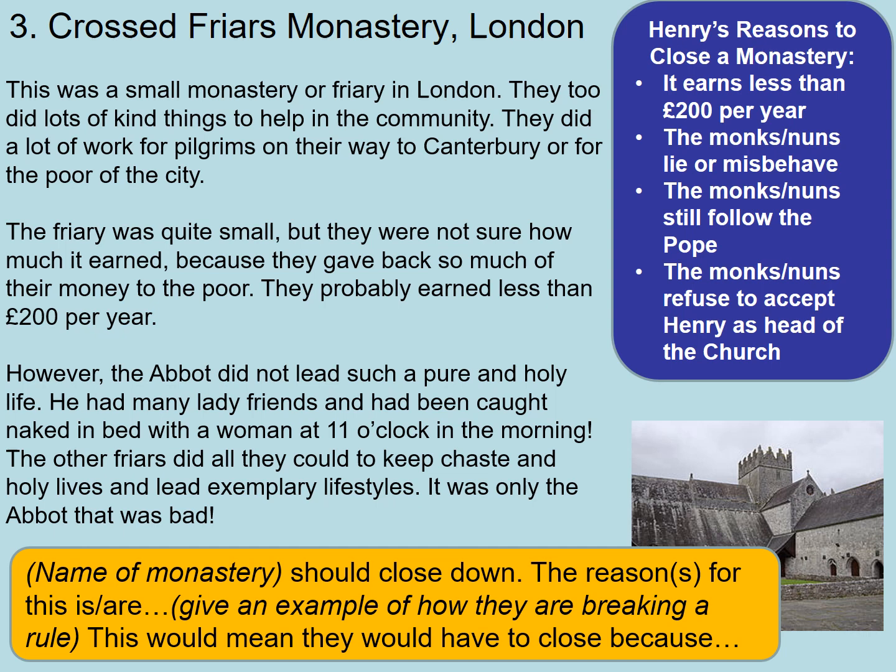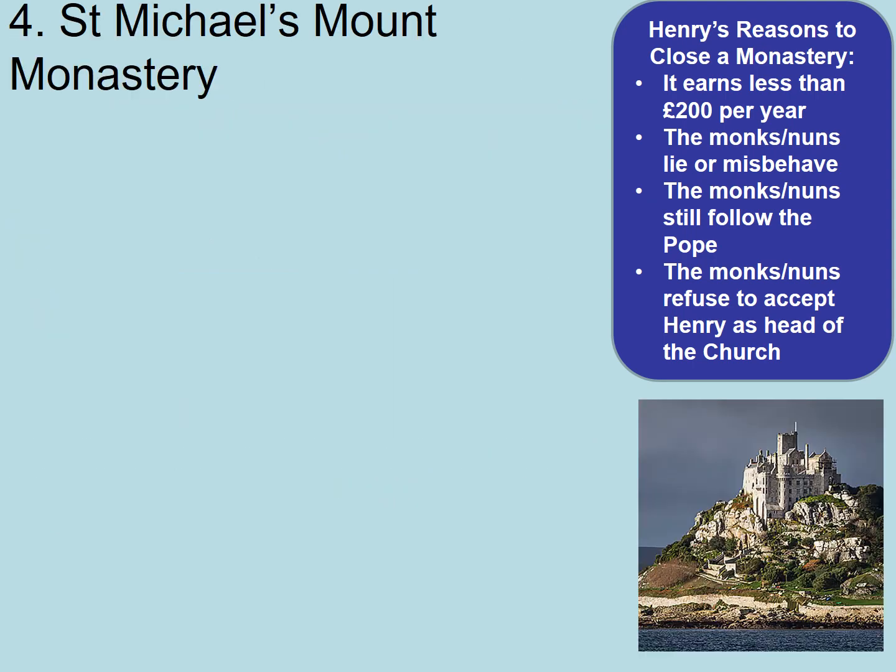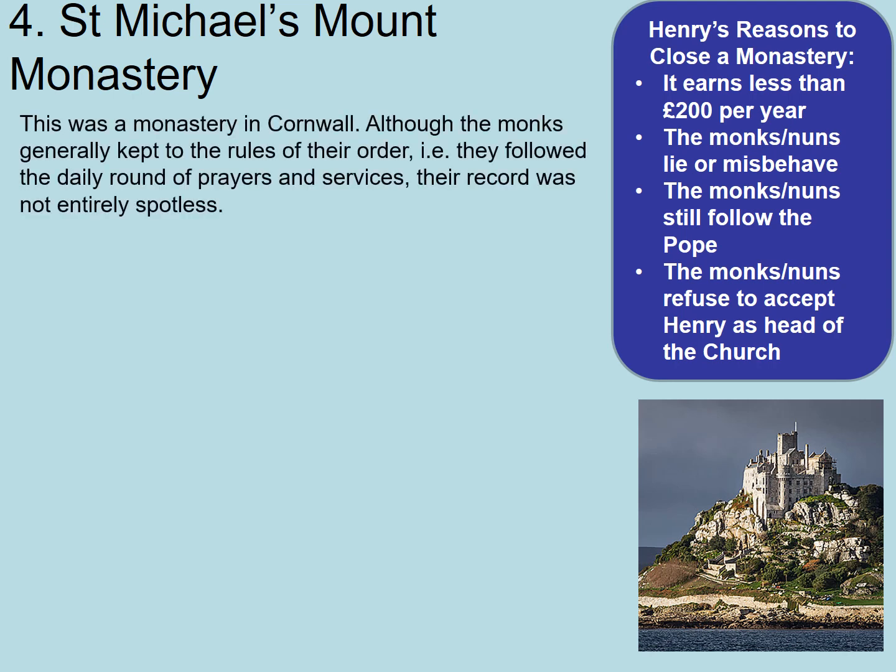Well, hopefully we've identified that this monastery was too poor to stay open. But also, the misbehaviour of the abbot would probably be enough to close the place as well. Monastery number 4, St Michael's Mount Monastery. This was a monastery in Cornwall.